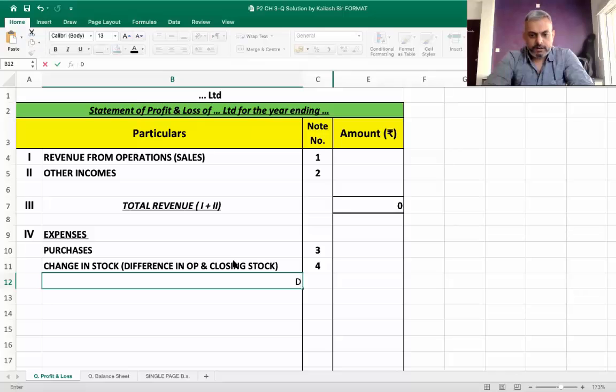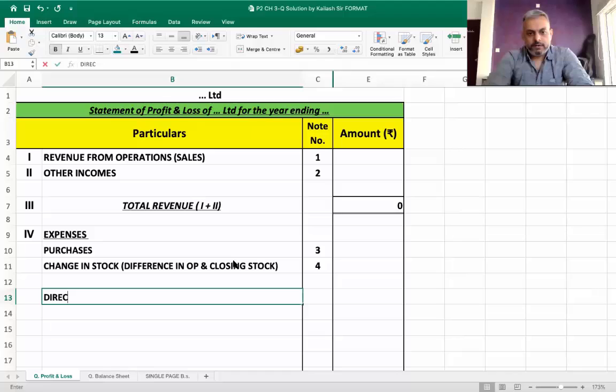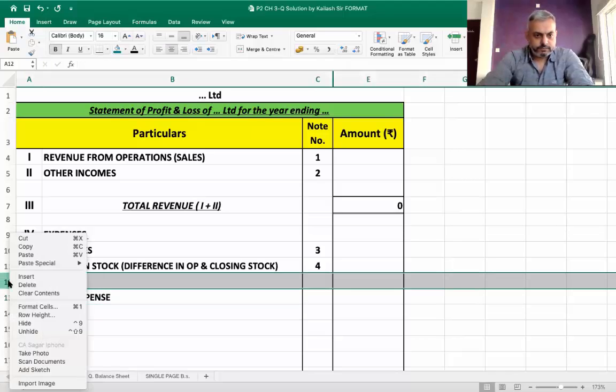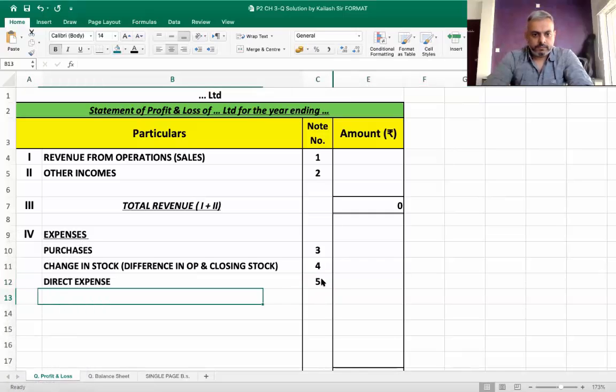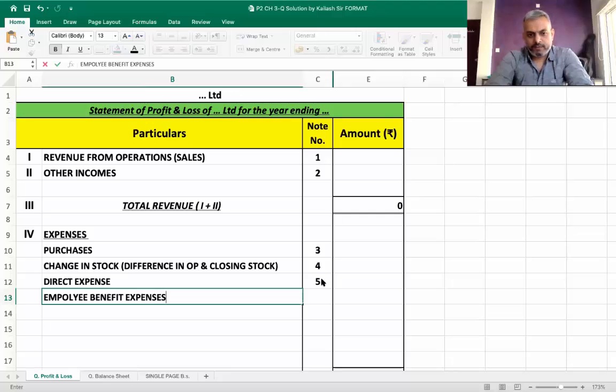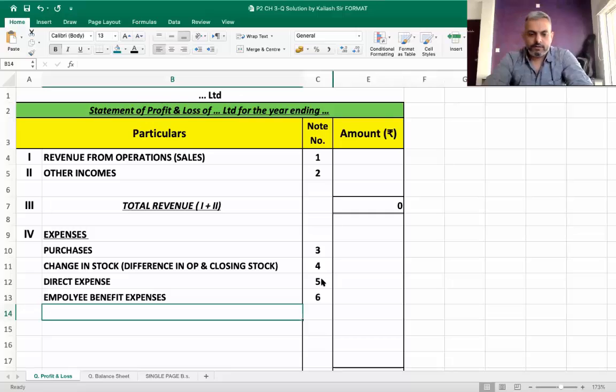Then direct expenses. Direct expenses are those expenses which are directly spent for generating revenue: in the case of manufacturing, used in the manufacturing process, and for trading, to bring the goods to a condition where they are ready for sale. Like, if you are able to recall, wages, carriage inward, octroi, custom duty, such are direct expenses. Then employee benefit expenses like salary, bonus, the benefits we gave to employees, that is employee benefit expenses. Finance cost like interest.